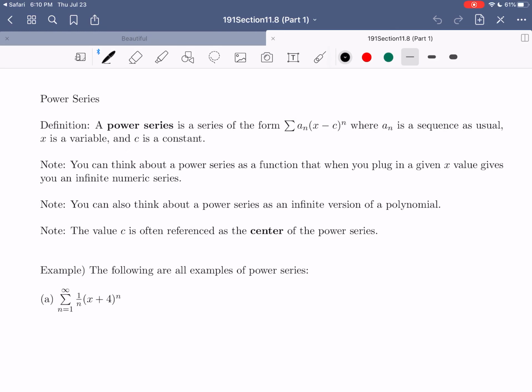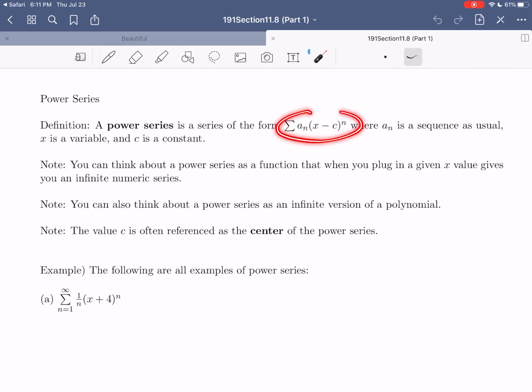So let's go ahead and get started with a definition here. A power series is a series of the form sum a sub n times (x minus c) to the n, where a sub n is a sequence as usual, x is a variable, and c is a constant. So, a couple things about this in terms of how to think about this. One way that you can think about a power series is as a function that when you plug in a given x value gives you an infinite numeric series.